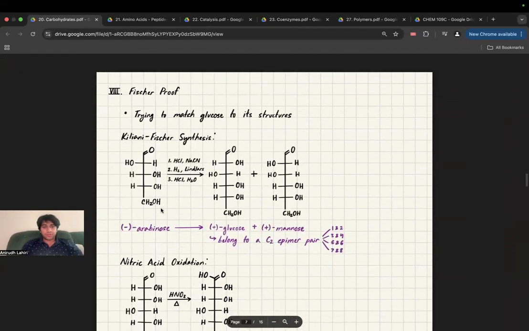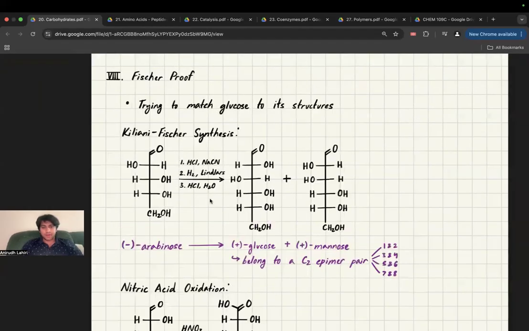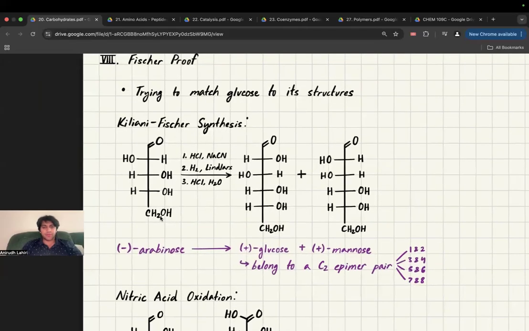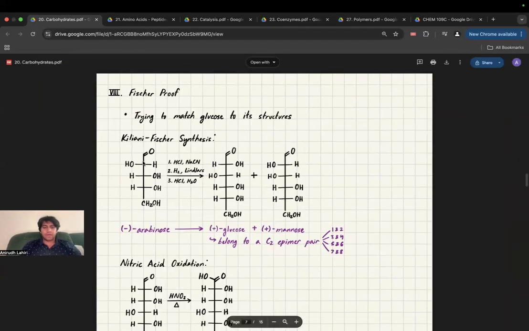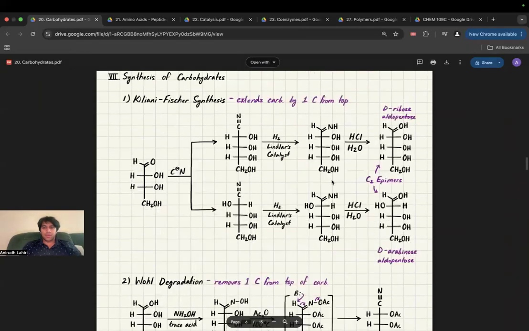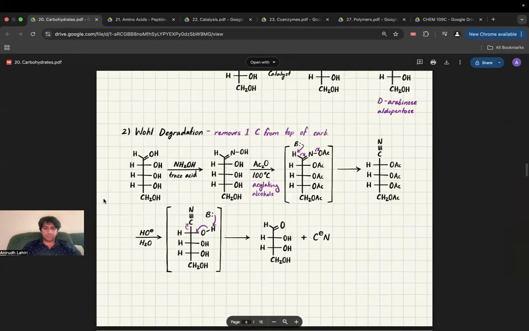Fischer proof. This was trying to match glucose to its structures. In a Kiliani-Fischer synthesis, these are the three reagents, and there's a lot of things we can do to try to figure out what structure we started with. Let's say we start with arabinose and we go to glucose and mannose. These belong to a C2 epimer pair. Whenever we add something with Kiliani-Fischer, we get two compounds, because we add it either here or here.